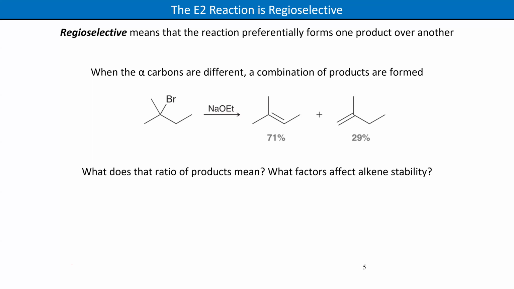So Zaitsev's rule just means that we're going to preferentially form the more substituted alkene. If we have a choice of what hydrogens to pull off in order to make an alkene, we're going to form, not always, sorry, Zaitsev's rule says we're going to prefer the more substituted alkene.